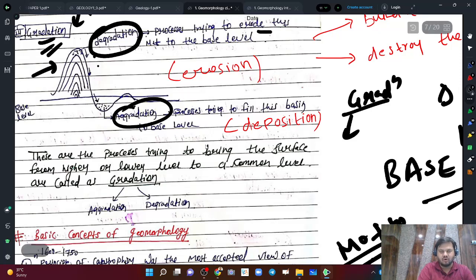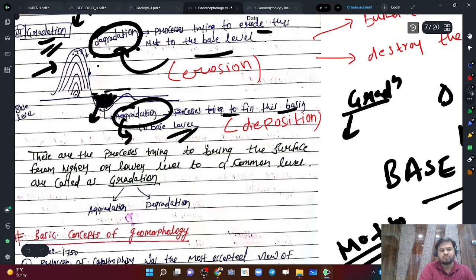This process, trying to erode the mountain to the base level, is the degradation process. And what is aggradation? It is a process which tries to fill up a basin. Suppose this is a basin which is below the level of sea, and suppose this is the sea level. So this river will try to fill this up to this level, right?